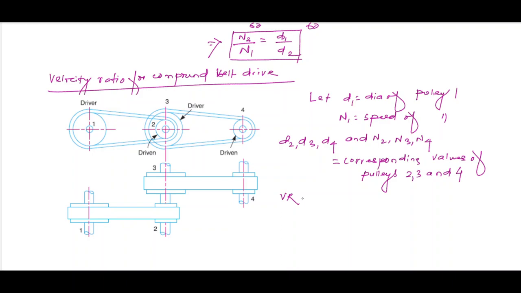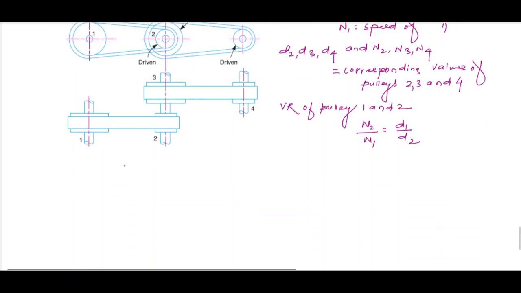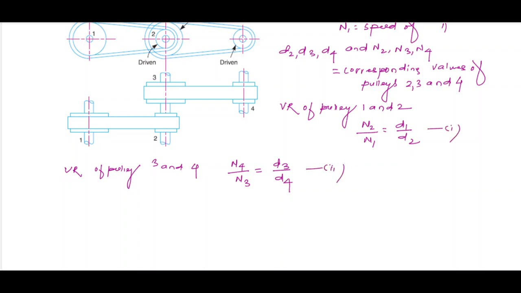Now we know that the velocity ratio of pulleys 1 and 2 is N2 by N1 is equal to D1 by D2. Similarly, the velocity ratio of pulleys 3 and 4 is N4 by N3 is equal to D3 by D4. Now let's say this is equation 1 and this is equation 2.